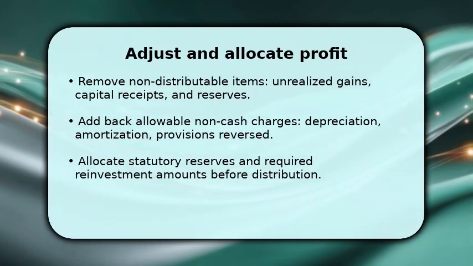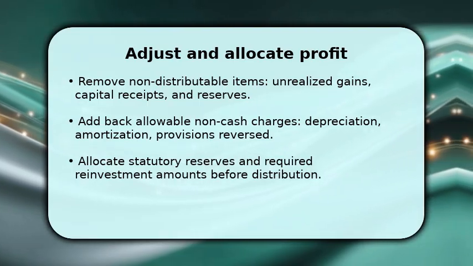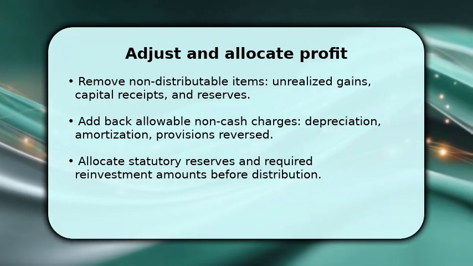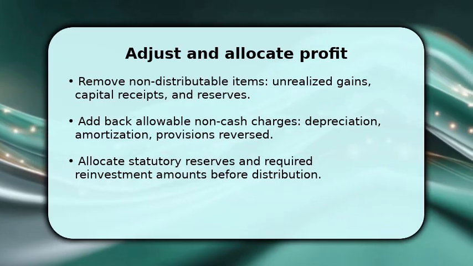Deduct non-distributable items such as capital contributions and unrealized gains because they cannot fund dividends. Then add back allowable non-cash charges like depreciation and certain provisions since they reduced accounting profit but not cash available.